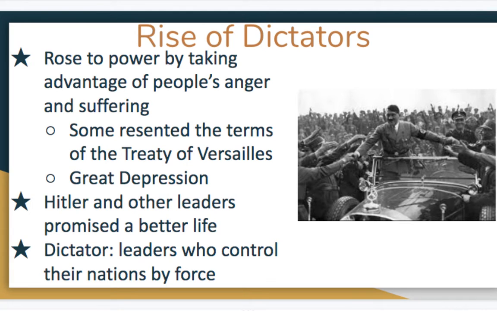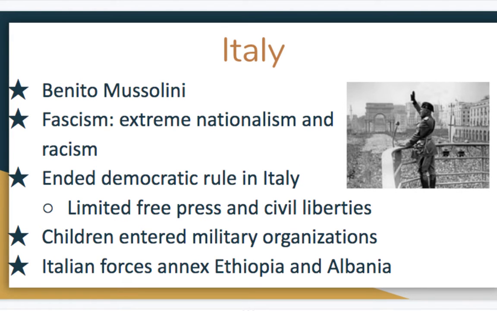So when we look at some of the countries, the first we'll talk about is Italy. In Italy, there's a famous person named Benito Mussolini. He practiced the idea of fascism. And fascism is extreme nationalism and racism.